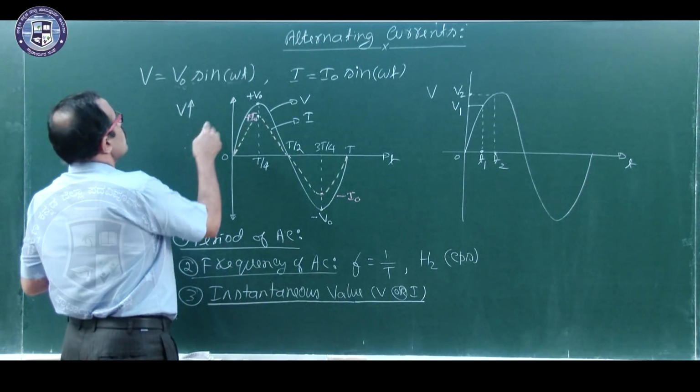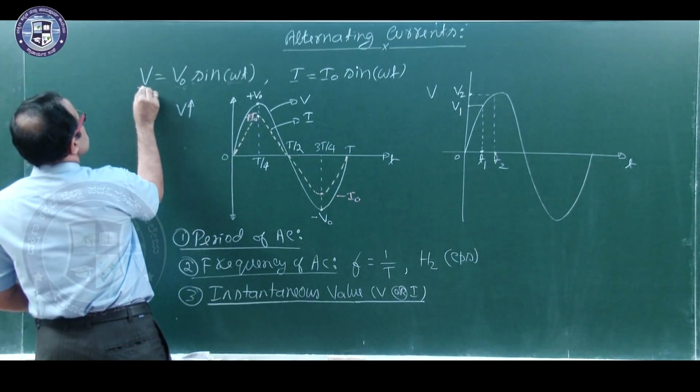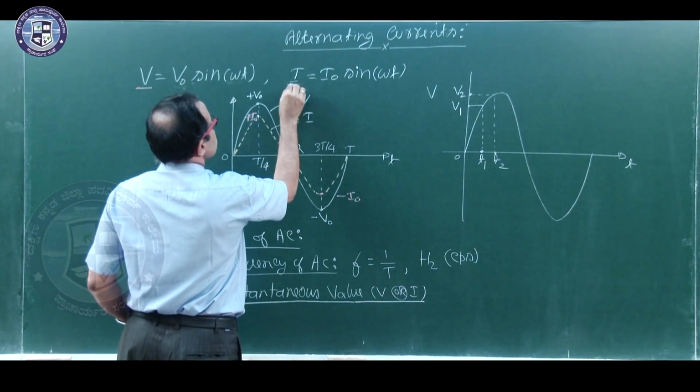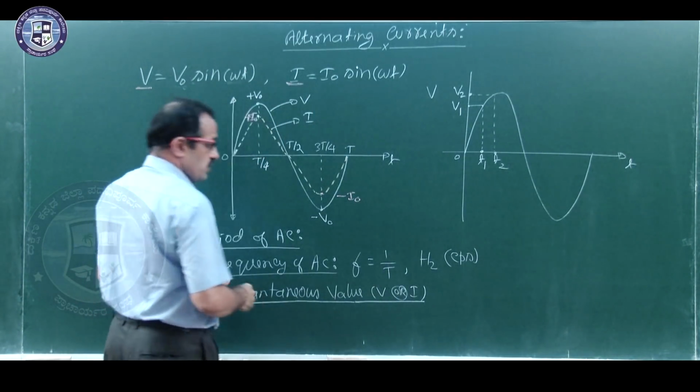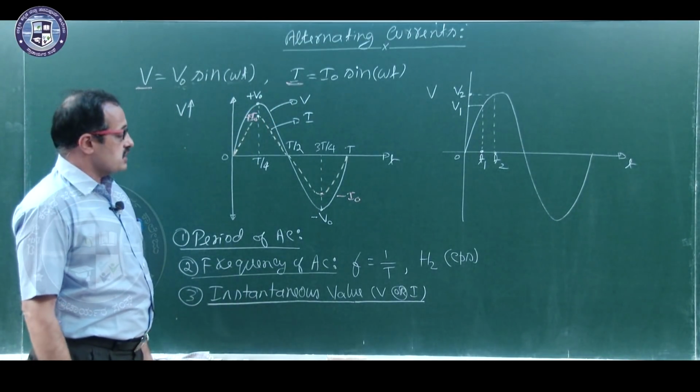And look at this equation. Here V represents instantaneous voltage and I represents instantaneous current. This is instantaneous voltage and this is instantaneous current.